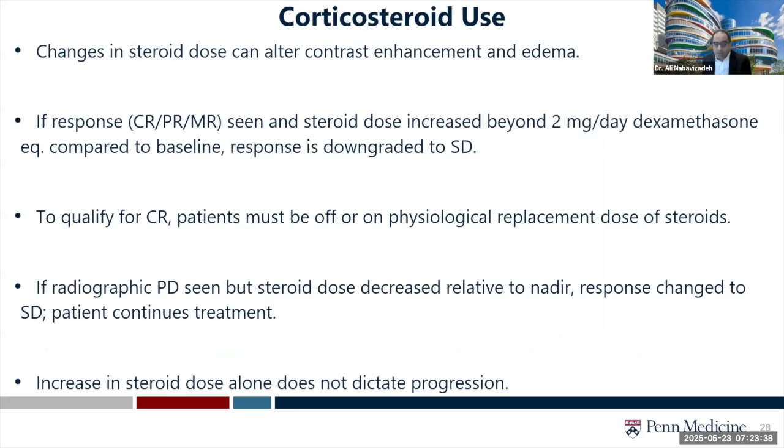Steroid use is also very important because it can alter contrast enhancement and edema. If you have any response, whether complete, partial, or minor response, on a steroid dose that is increased, then the response is downgraded to stable disease. To qualify for complete response, the patient must be off steroid or on just a physiological replacement dose of steroid. And if we have progressive disease but the steroid dose recently decreased, then the response should be changed to stable disease. So it's really important to work with the clinician to know what happened to the steroid dose, and whether that is something the patient is still receiving or whether there has been any change in steroid.